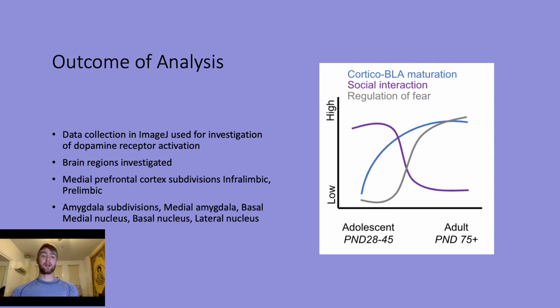So by looking at dopamine receptor activation, we were trying to understand how connections between the amygdala and the frontal lobe may differ between adults and adolescent rats. And specifically, we're looking at brain regions, subdivisions in the amygdala and prefrontal cortex, and how these connected.